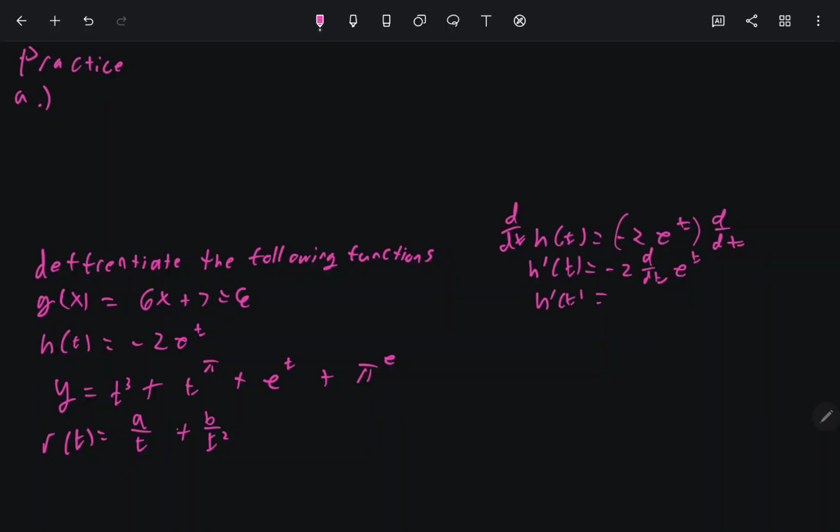Well, we know that the derivative with respect to t of e to the power of t is just going to be e to the t. So we just get negative 2e to the t. That's easy. So h prime of t is equal to negative 2e to the t. Okay, let's erase our work and do another.